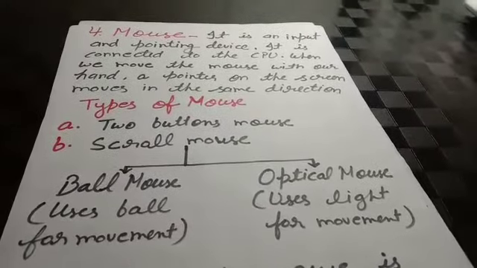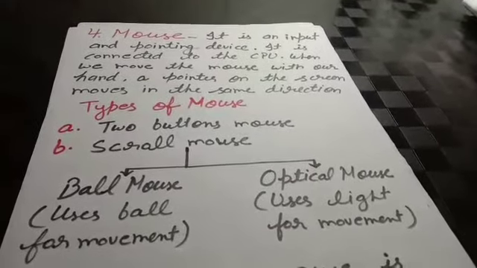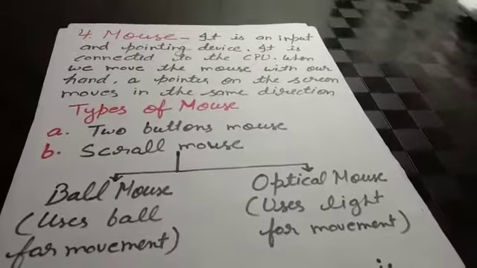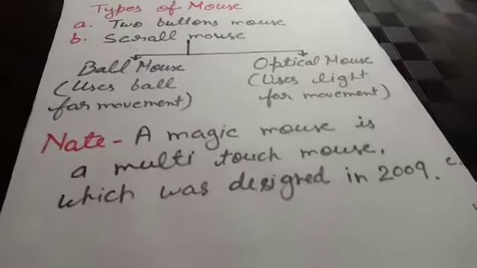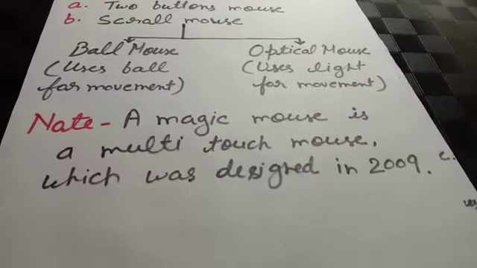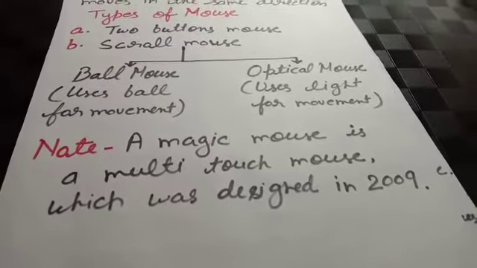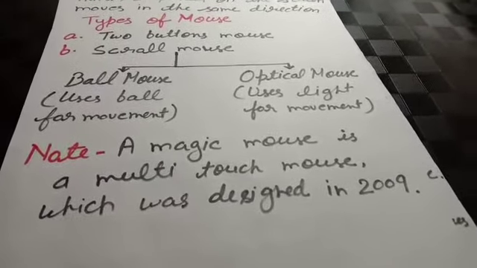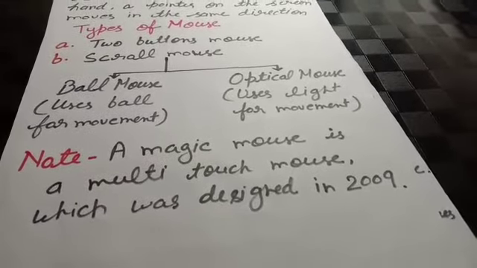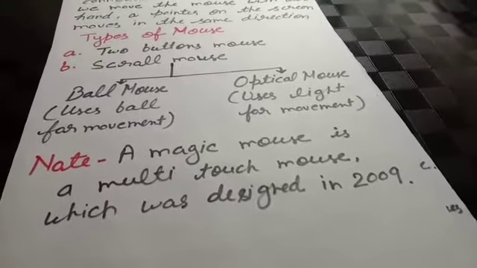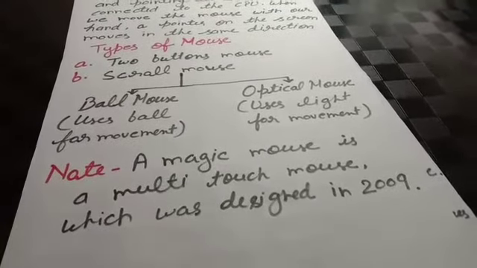So children, the mouse is an important input pointing device. It is used to give instructions. Children, one more mouse was also designed in 2009. That is the Magic Mouse. It has multi-touch functions, so it is called a Magic Mouse. Hope children you understood all four parts of the computer.